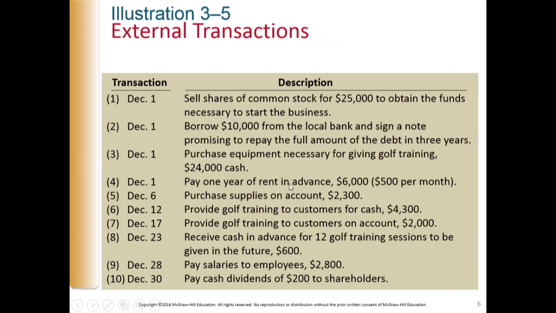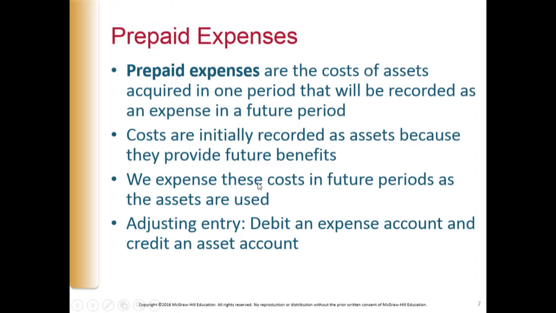So here's a list of external transactions, and these 10 transactions would have been recorded by the company during the year or during the month of December. So these transactions would already have been recorded. There are sometimes when we have expenses that we prepay. For example, we could decide that we want to pay our rent out in the future, so we may pay 3 months worth of rent.